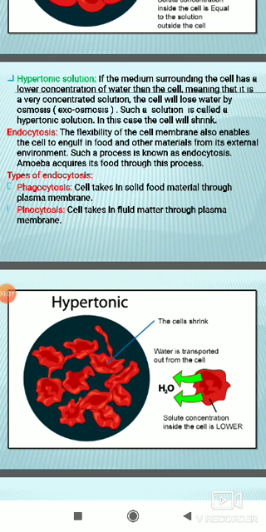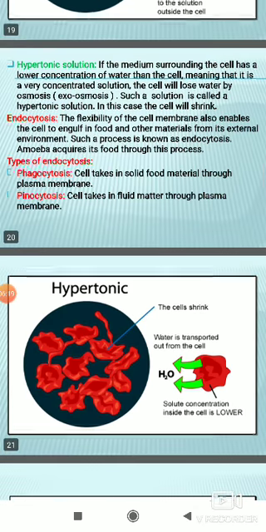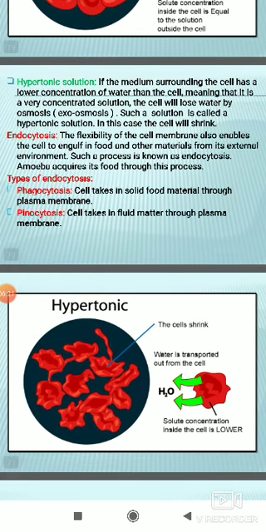So the process by which the cell shrinks when it is placed in a hypertonic solution, such shrinkage of the cells is known as plasmolysis. So when you are placing a cell in a hypertonic solution, it causes shrinking of the cell, and that process is known as plasmolysis. So we have seen that there are three types of solutions, hypotonic, isotonic and hypertonic solution, and how they regulate the shape and size of the cells.